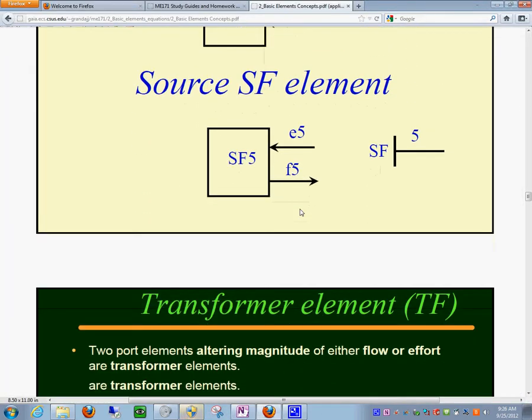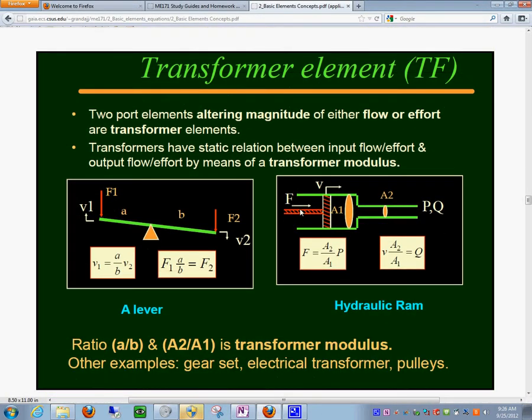Let's go on. Now we have to look at these elements. These are what we call two-port elements, because this transformer element, or TF, is an element that conserves energy, but only transforms either a flow into another flow or effort into another effort. But of course it has a transformer modulus, meaning some constant that allows the transformation to happen. A best example of this would be a set of gears.